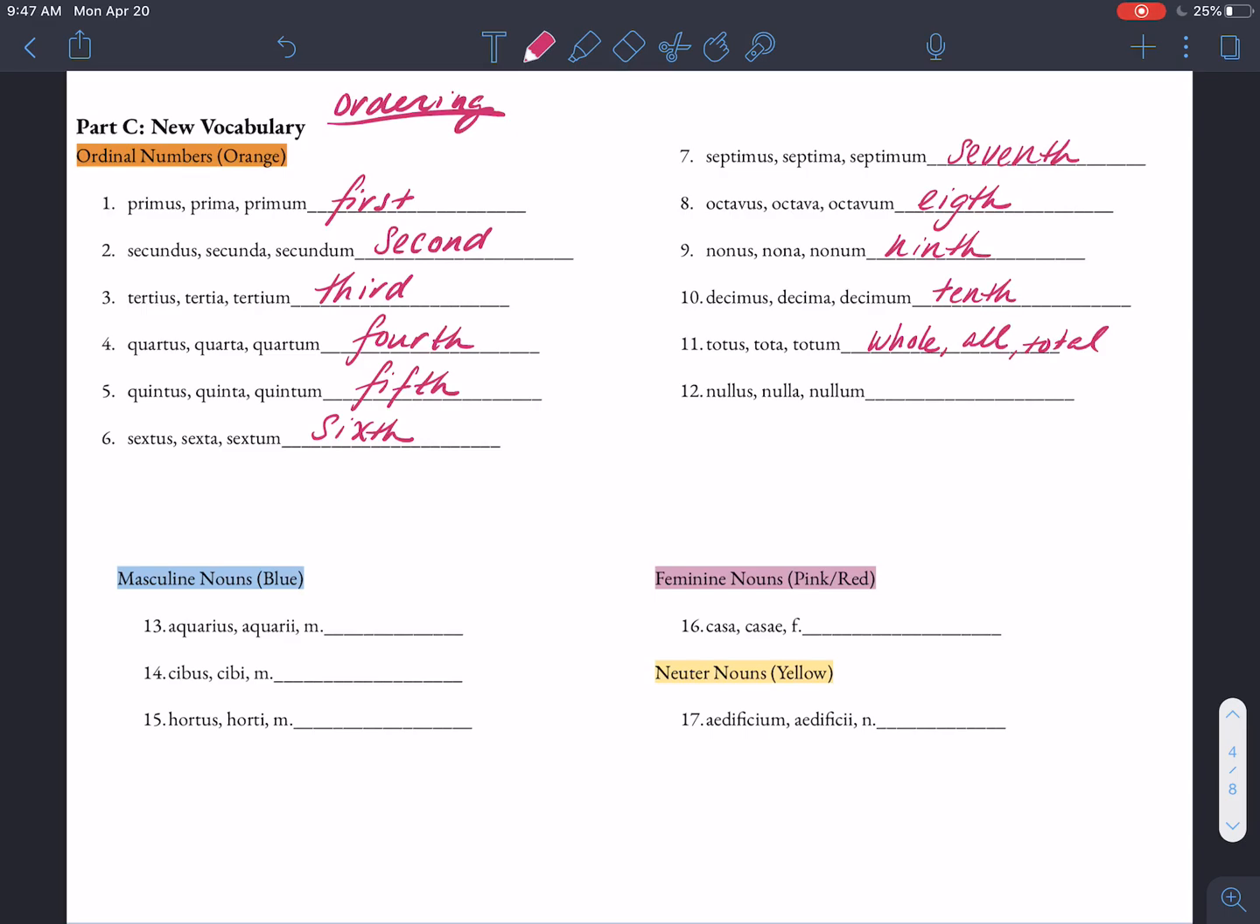And finally, please repeat after me. Nullus, nulla, nullum. One more time. Nullus, nulla, nullum. Okay, and that means none.